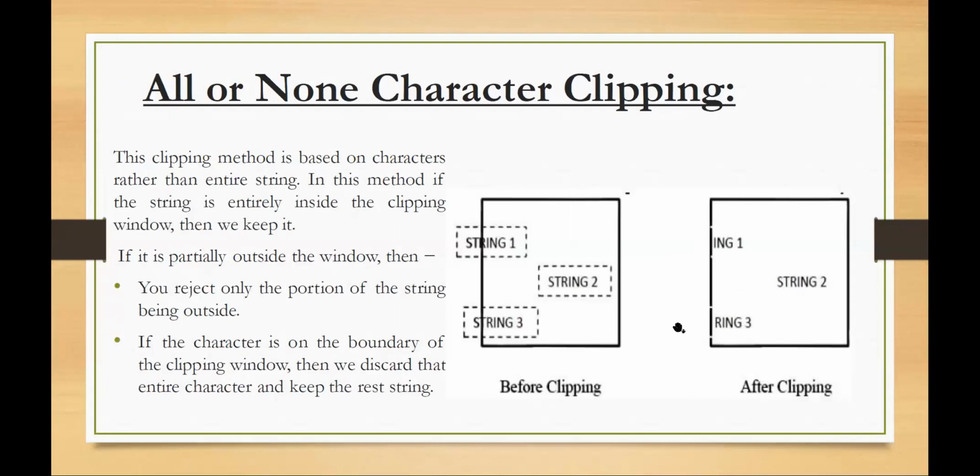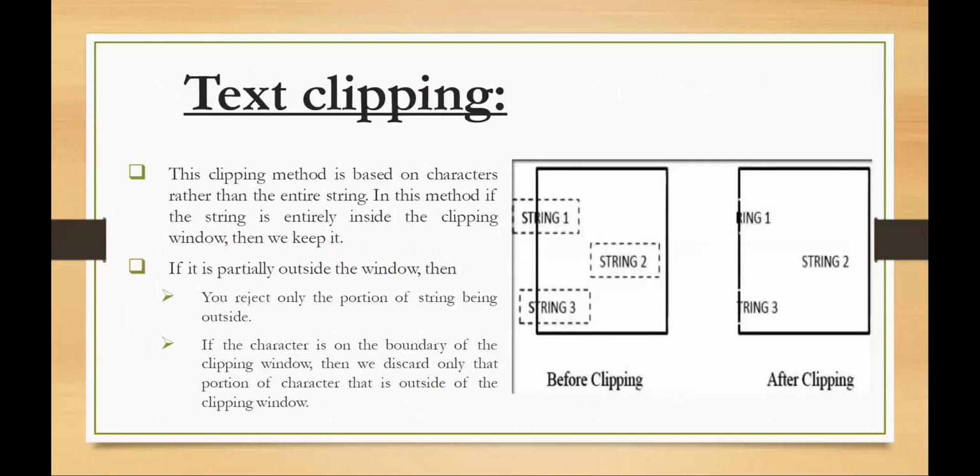It is very similar to the last one. Here, as you can see, we have three strings in the same way, and "r" lies at the boundary of string 1, and "t" lies at the boundary of string 3, and string 2 is completely inside the window. After clipping, we just eliminate "st" and we keep "r", "i", "n", "g", and "1". In the last one, we eliminated the character which lies at the boundary, but here we keep the character which lies at the boundary.